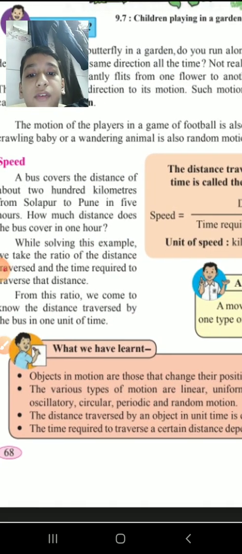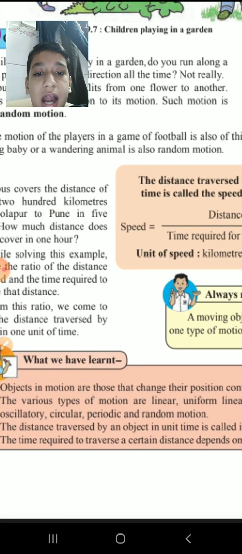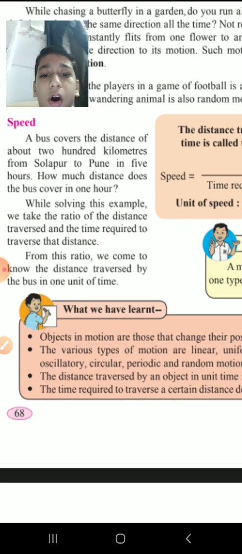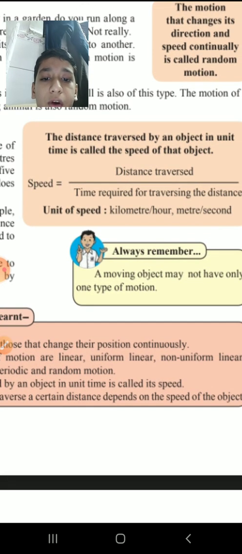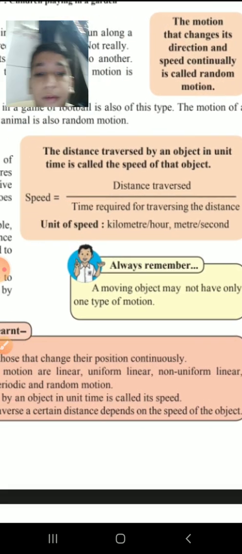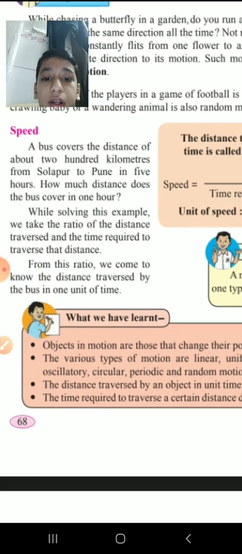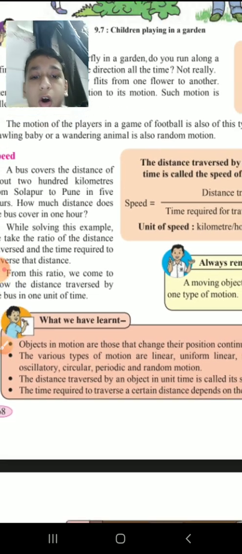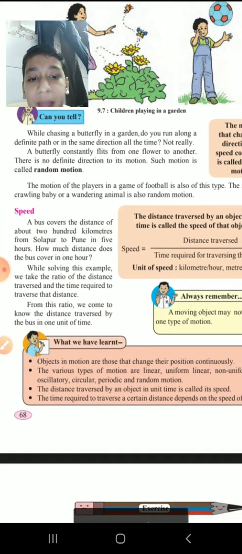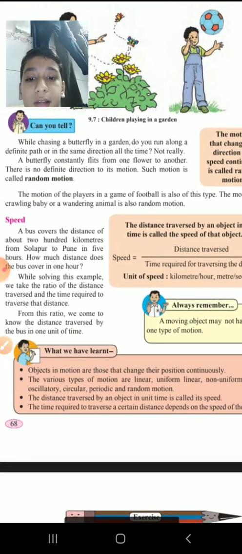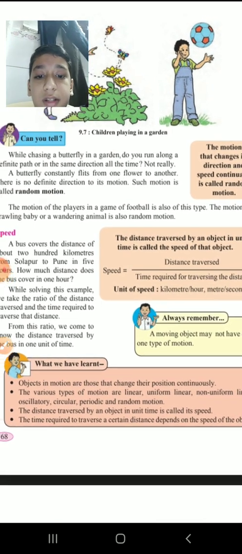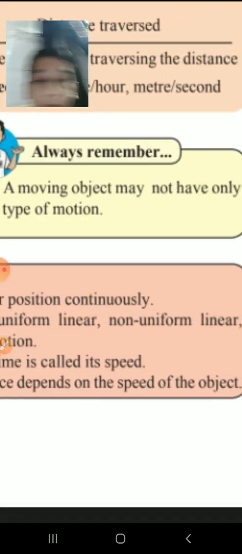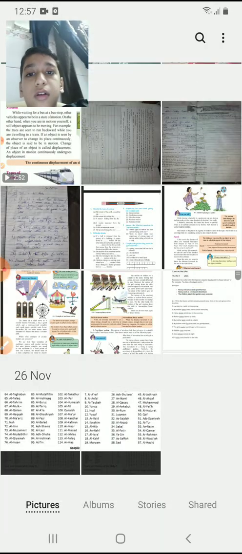What we have learned: objects in motion are those that change their position continuously. The various types of motion are linear, uniform linear, non-uniform linear, oscillatory, circular, periodic, and random motion. The distance traversed by an object in unit time is called its speed. The time required to traverse a certain distance depends on the speed of the object.